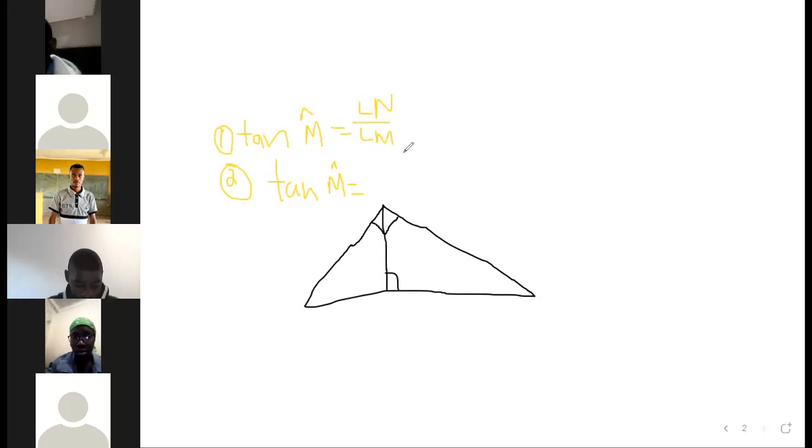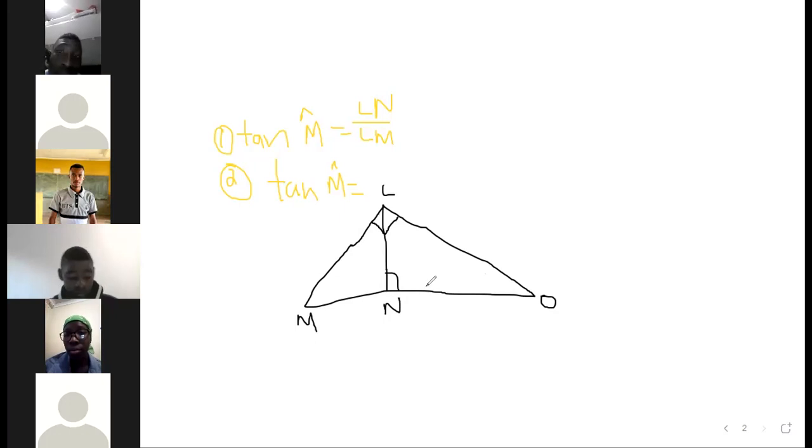Right. So you have L here, you have O, you have N, you have M. Right? This is the diagram, isn't it? It's just that it's straight. This one is straight, and then mine is extremely straight. Right? It's precise. Sharp.